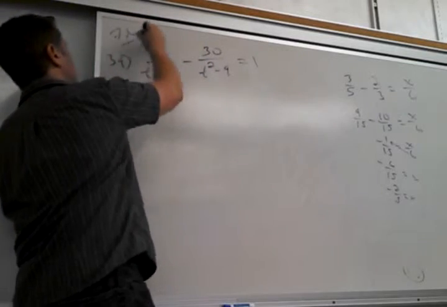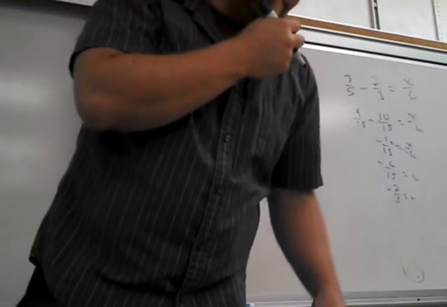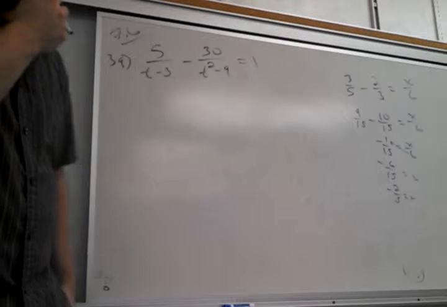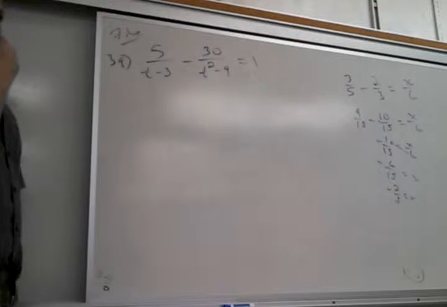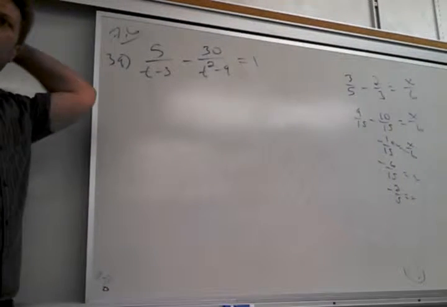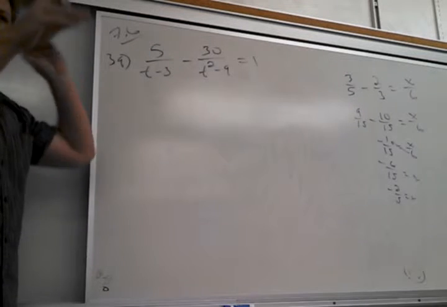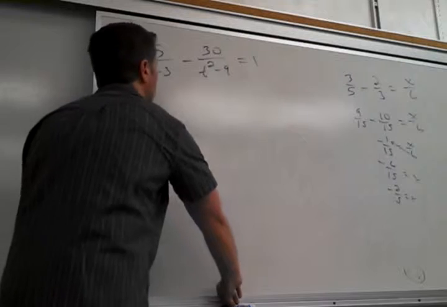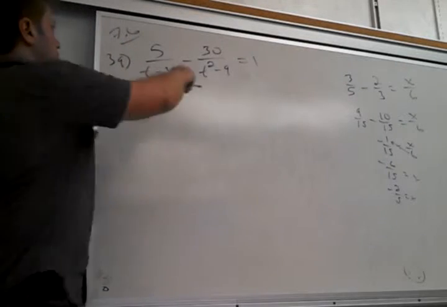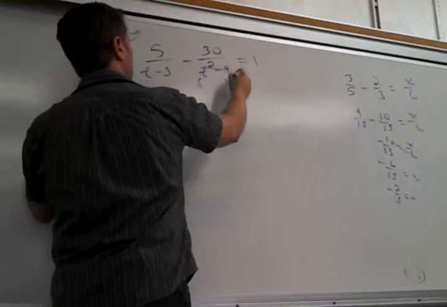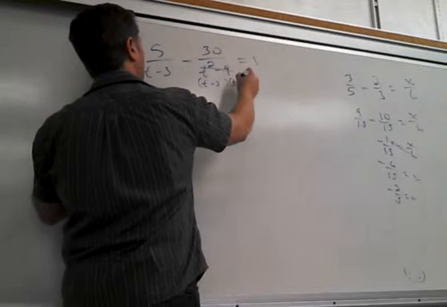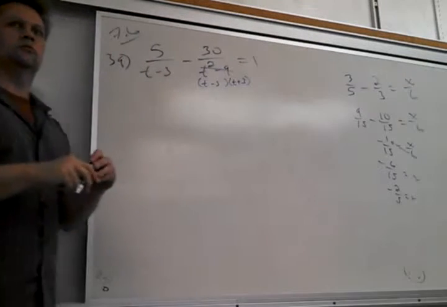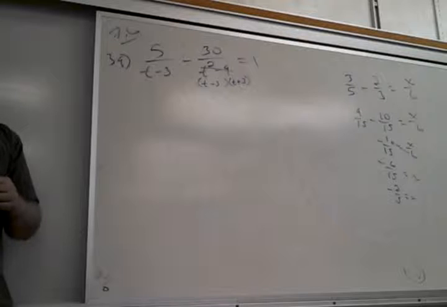Still section 7.6. So, the mistake people make on this problem, let me see, I'm not even going to tell you. You guys tell me what to do. Factor that t squared minus nine. Good, so how does that factor? T multiplied by 3 minus plus 3. Okay, yes. Keep going. What do I do next?